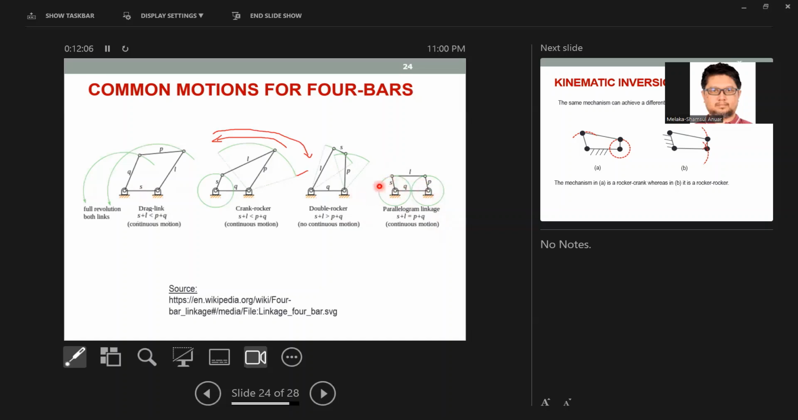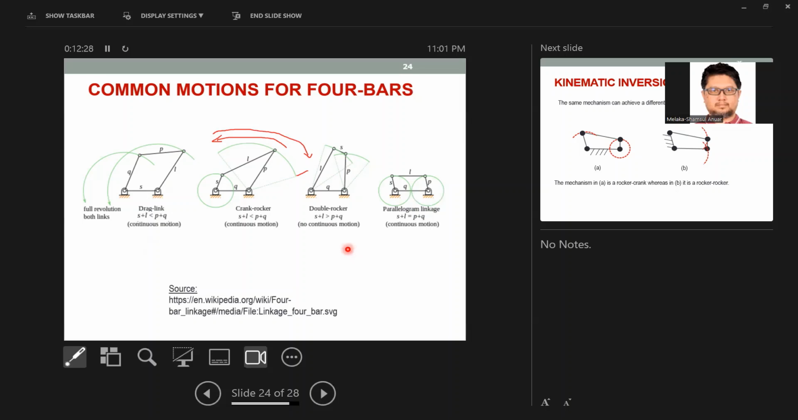So it's just like a copy. This one moves a certain angle, and this one will move the same angle. There are a lot of engineering and consumer product applications that use this one as well. Okay, so this one is for another situation.